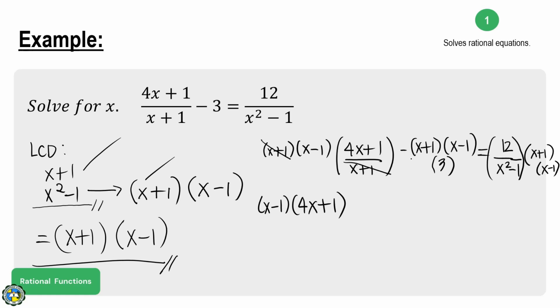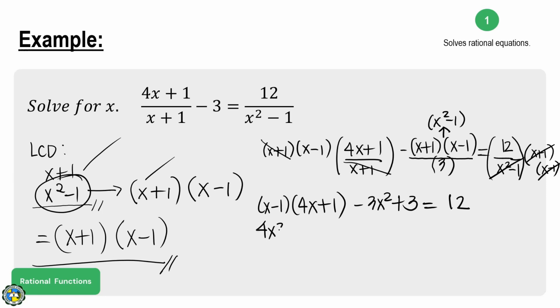Para mas mabilis natin ma-multiply, remember, we already have this kind of expression, po. That is equal to x squared minus 1. Okay? So, negative 3 times x squared is negative 3x squared. Negative 3 times negative 1, that is positive 3. Okay? Para mabilis. And then, pareho lang po ito dito. So, matitira na lang si 12. Ito na lang yung sisimplify natin using the FOIL method.